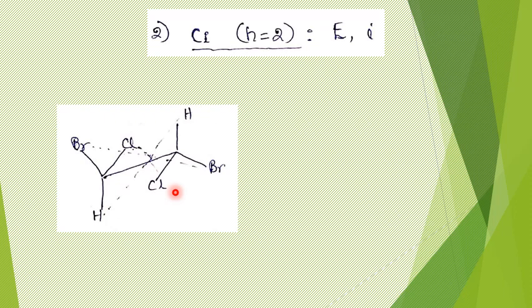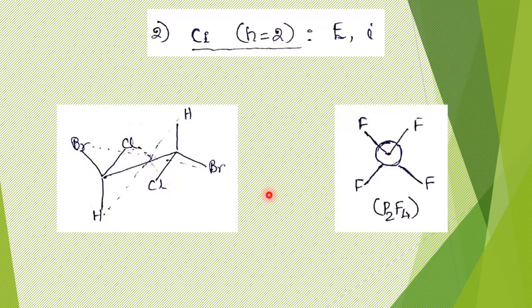Okay, let me take one more example. This is a different example. This molecule is P2F4, and it is viewed along its P-P bond. The phosphorus atoms are not visible. Both the phosphorus atoms are exactly here, and we are viewing the molecule along that P-P bond axis.